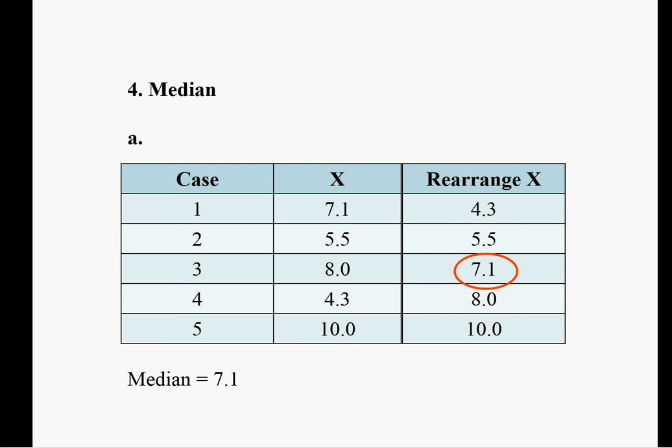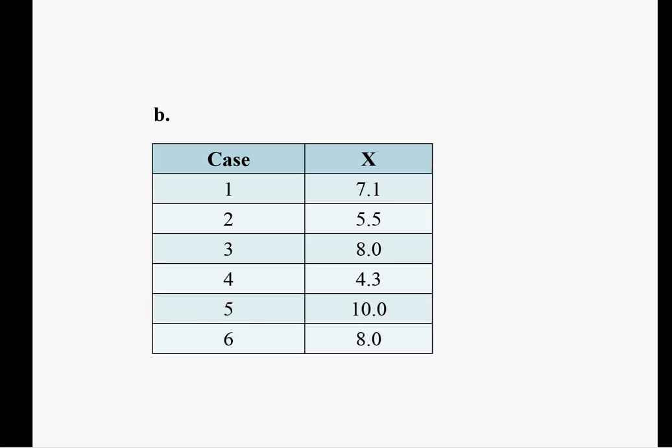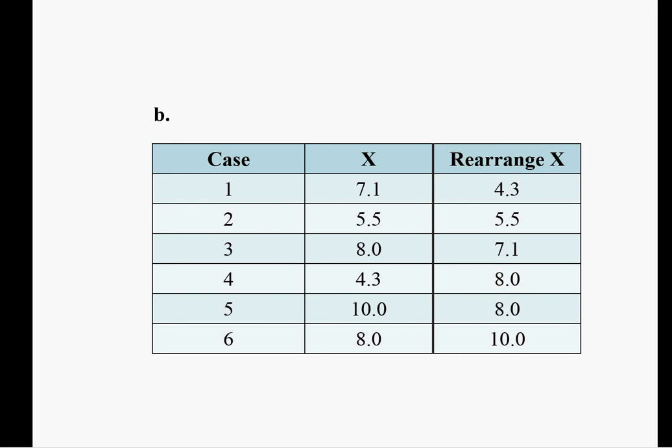Now we have an odd number of cases. What if we have an even number of cases here, like this? Again, we first rearrange the variables in ascending order. Then for the middle two values, 7.1 and 8.0, we find the mean. If you do a little bit of calculation, you will find the mean of 7.1 and 8 is 7.55. So the median in this case is 7.55.